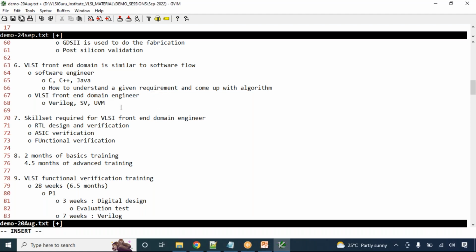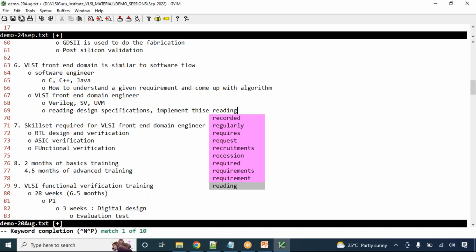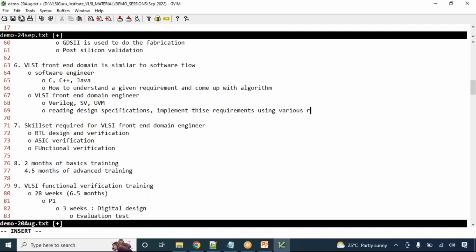aspect, as a VLSI engineer, these people should be good at reading design specifications. See, even here, to understand the requirement, what do they do? They read some document, right? They are given some document. This is the requirement. And in here also, we read the design specification and implement it using various protocols. When I say protocols, we mean USB protocol, PCI Express protocol, DDR protocol, SPI protocol, etc.